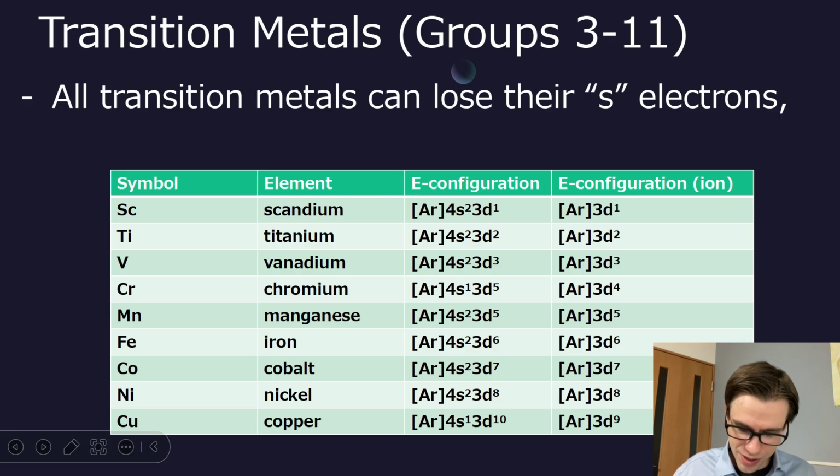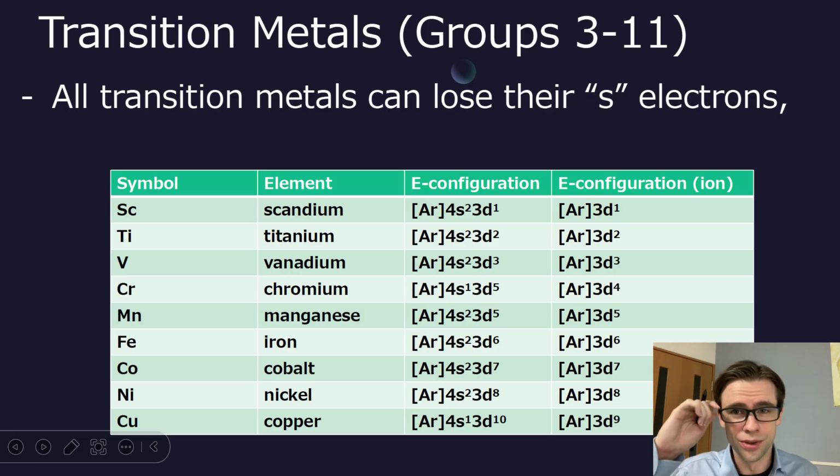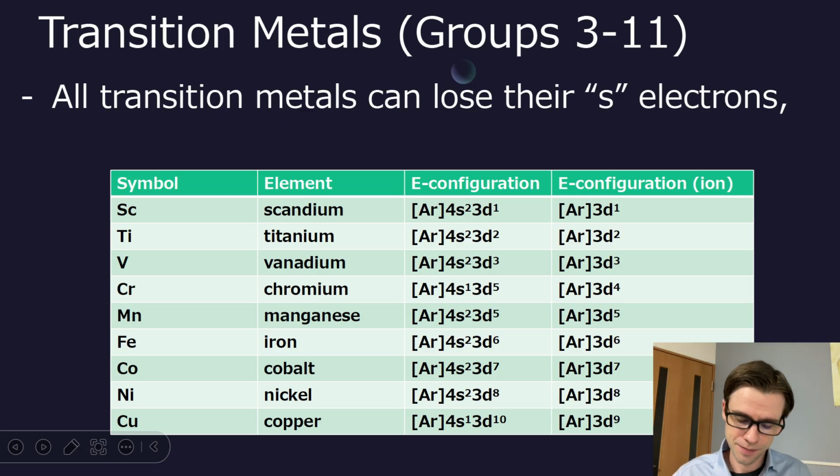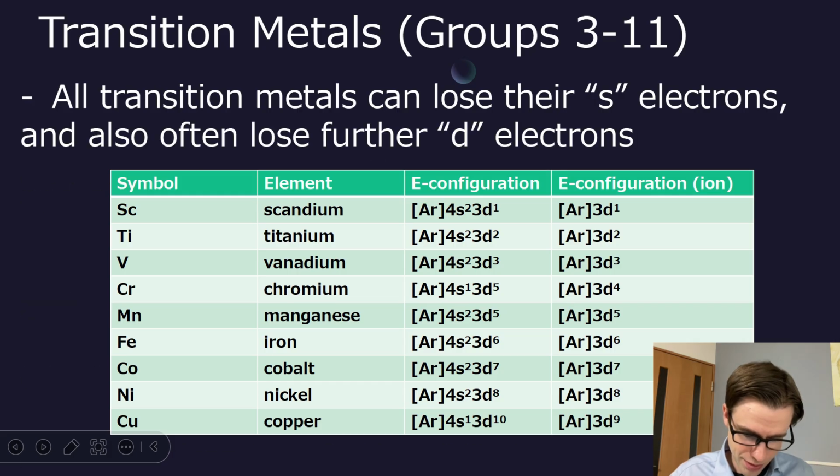Chromium will also lose 1 d electron to go to 3d4, and copper will also lose 1 d electron to go to 3d9. These are all the +2 versions of cations, sorry. Most of these metals will have versions other than +2, but +2 is a fairly common one. So that's just what I'm showing on this slide. Okay, some also lose further d electrons, that's true.